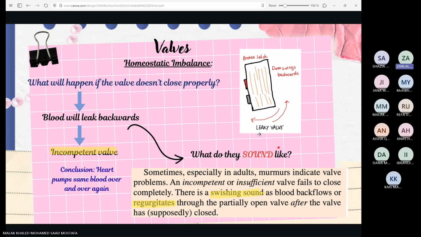When the valve doesn't close properly, blood will go backwards. You can imagine this sound kind of like a swishing sound, right? And this process is called regurgitation. So there's regurgitation when the valve is incompetent. Next, please.